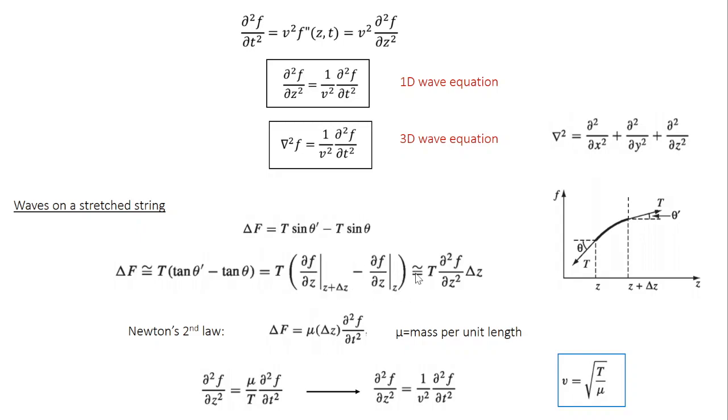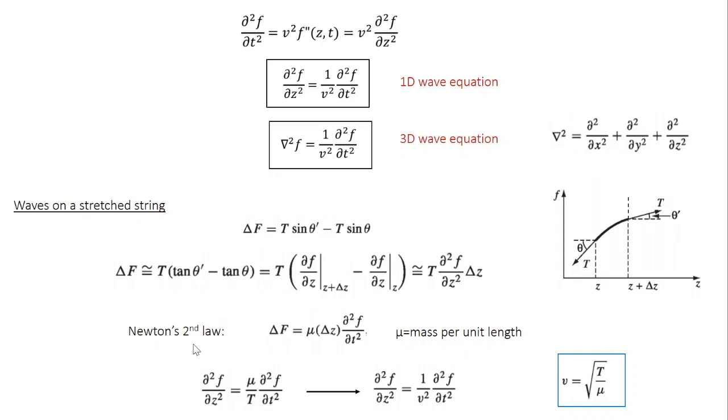This can be written as T into ∂²f/∂z² into Δz. Imagine that the Δz cancel, then this gives you a product of T and ∂f/∂z, which is similar to the left hand side.